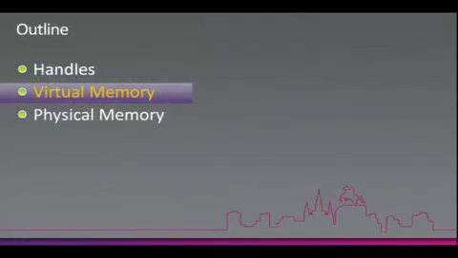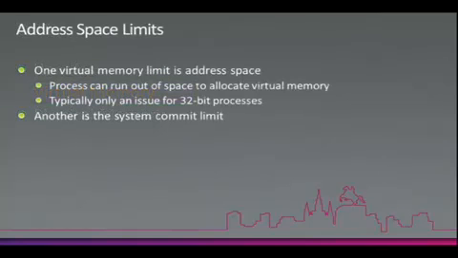Let's turn our attention now to virtual memory and talk about limits related to that. The most fundamental limit to a process's ability to allocate virtual memory is its own address space. A process can run out of address space, and that means that even if the system has plenty of capability to allocate more virtual memory, the process itself is stuck. This is typically only an issue on 32-bit processes, as you'll see in a second.